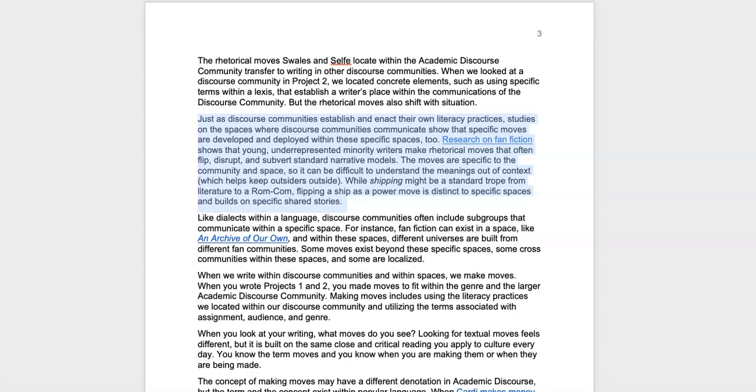Research on fan fiction shows that young, underrepresented minority writers make rhetorical moves that often flip, disrupt, and subvert standard narrative models. The moves are specific to the community and space, so it can be difficult to understand the meanings out of context, which helps keep outsiders outside. While shipping might be a standard trope from literature to a rom-com, flipping a ship as a power move is distinct to specific spaces and builds on specific shared stories.